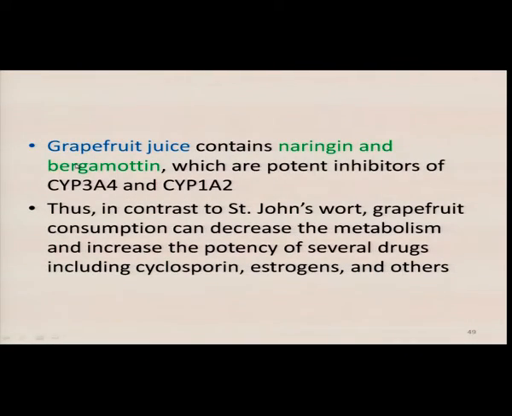The second very well known herb which is used is grapefruit juice. Grapefruit juice contains naringin and bergamottin. Both of these, naringin as well as bergamottin, are inhibitors of CYP3A4 and CYP1, the two enzymes which are very active in liver. We already saw that when grapefruit consumption is there, it can decrease the metabolism and increase the potency of several drugs including cyclosporin, estrogens and others.